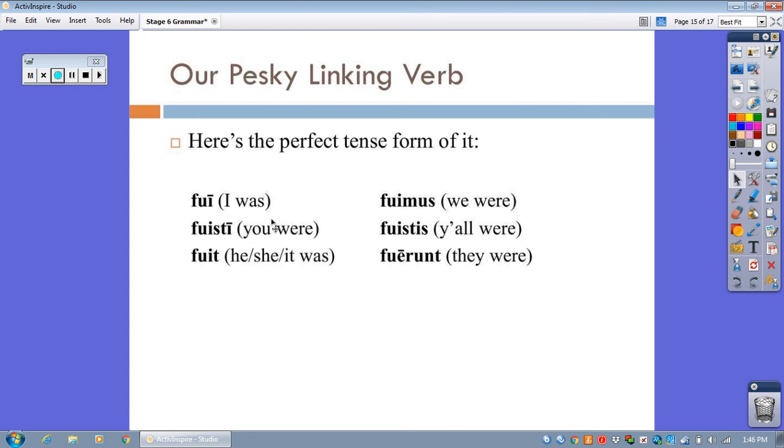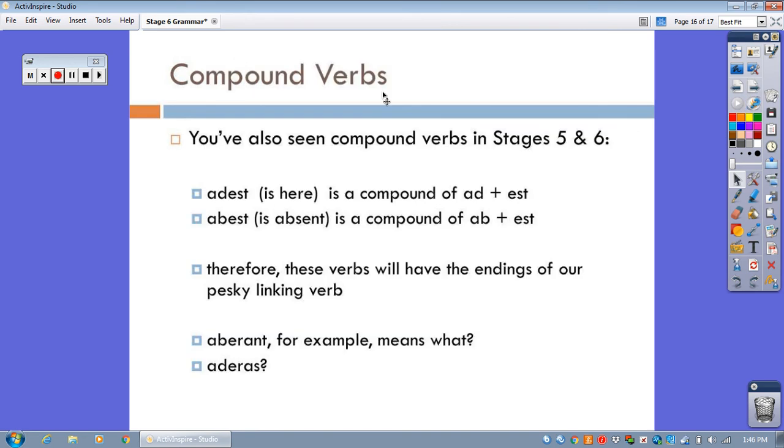Notice, though, that the translation is pretty much identical to the imperfect tense forms of those as well. So if you saw eram, that means I was. If you saw fui, that also means I was. Now, just one more thing. You have seen a couple in stages 5 and 6 of what are called compound verbs.